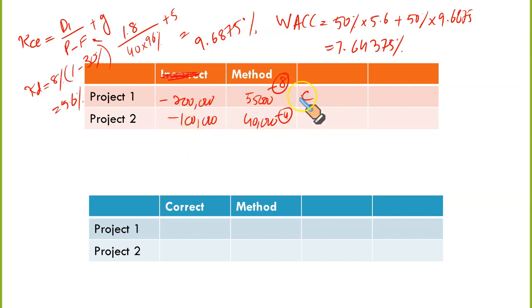You will write for the first project CF0 minus 200,000. Enter, down arrow key, 55,000. Enter, down arrow key. Since there are 8 such cash flows, frequency 8, enter, down arrow key. Then you simply press NPV. Enter the discount rate 7.64375. Enter, down arrow key and press CPT. You do the same thing for the second one, but the frequency is 4, initial outflow is 100, and annual cash flows are 40. So let us first do this for the first project.